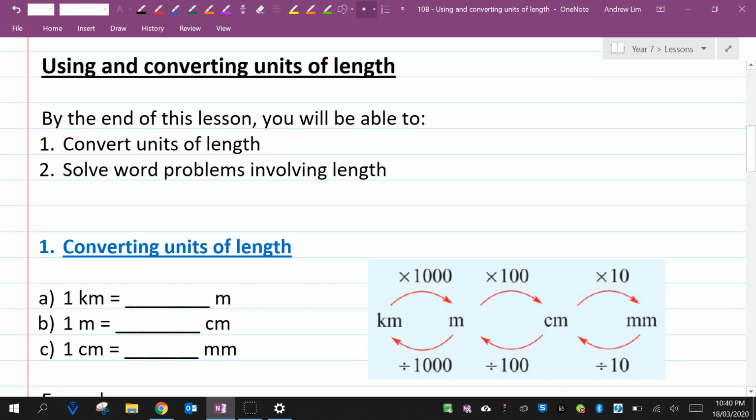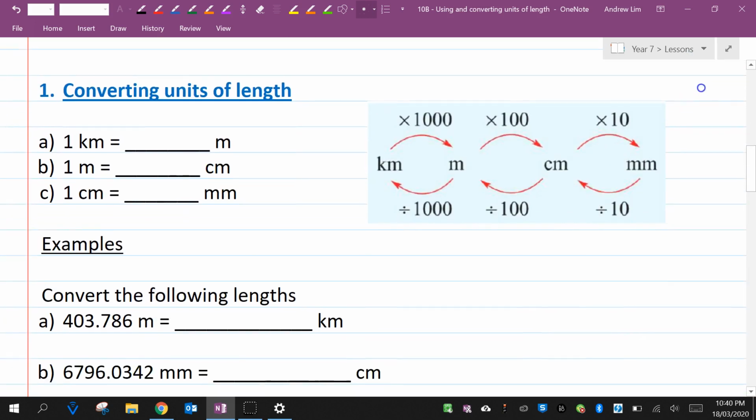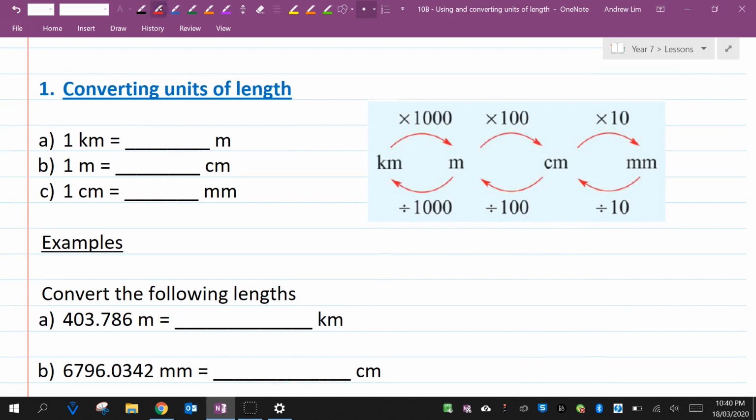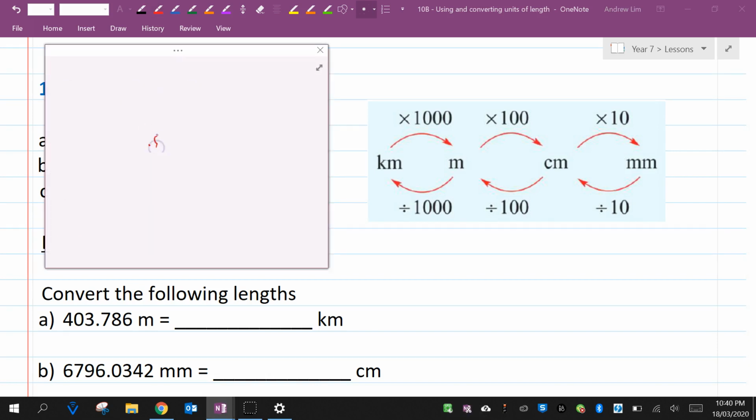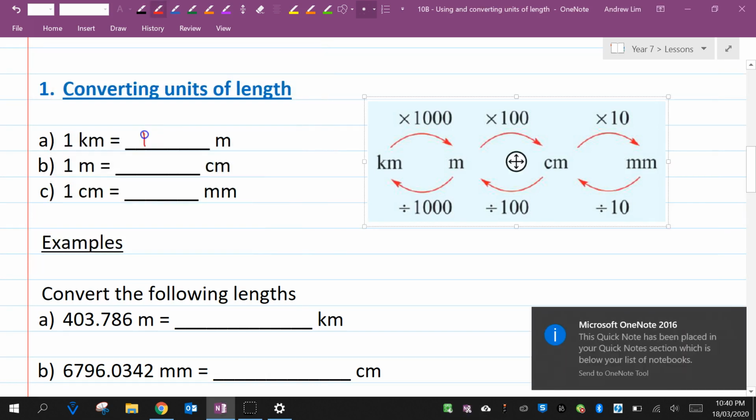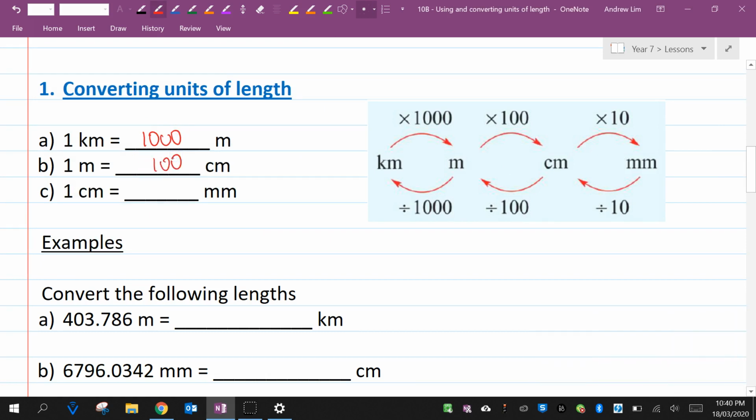So by the end of this lesson, you'll be able to convert units of length and solve word problems involving length. So let's have a look at this. First one, it's very important for you to remember, to memorize this, that 1 kilometer is 1,000 meters. That 1 meter is 100 centimeters, and that 1 centimeter is 10 millimeters.